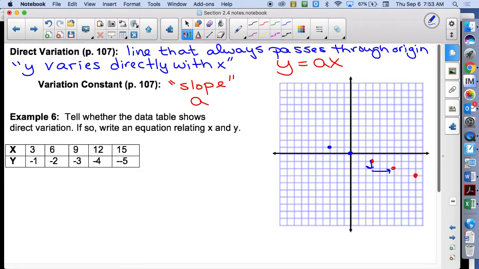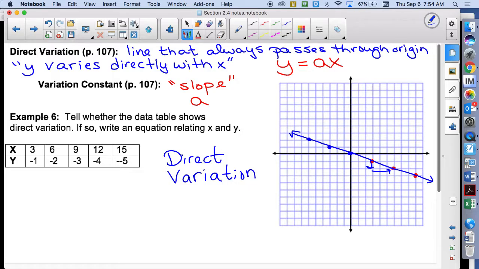So as long as you're doing the same thing from one point to the next, it's constant. And if that's constant and it goes through the origin, which this one does, we would say it's a direct variation. So the only difference between y equals mx plus b and direct variation is that it has to go through the origin to be direct variation. If it doesn't go through the origin, it's not direct variation.